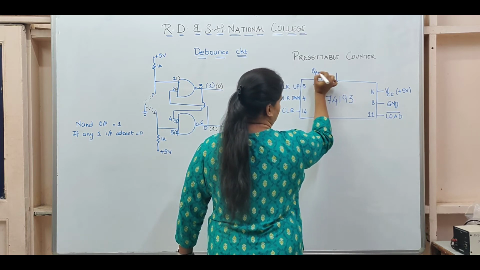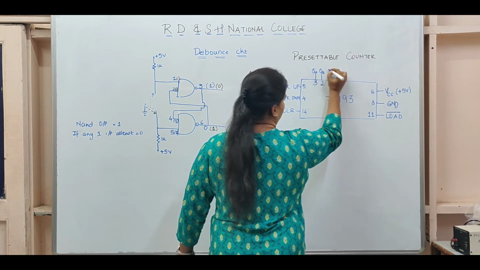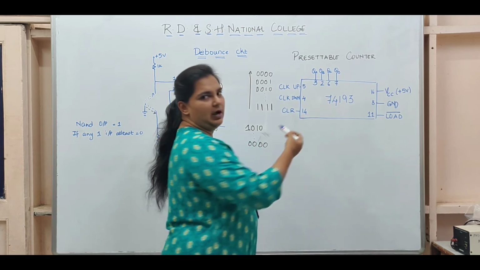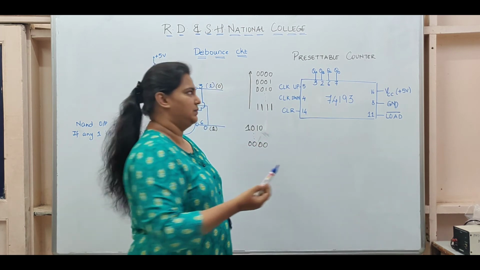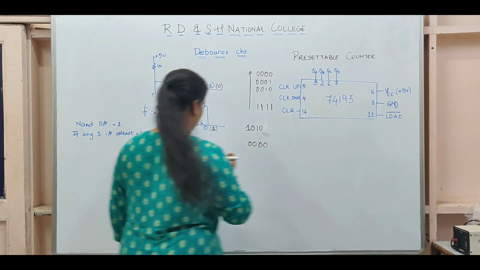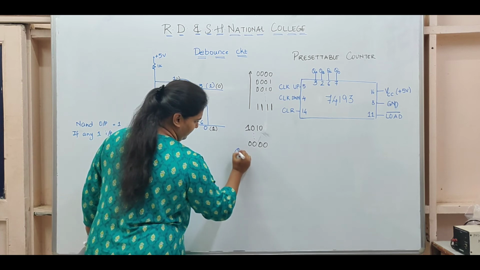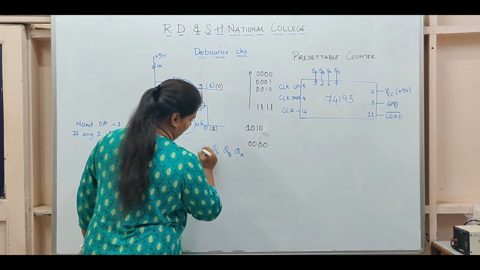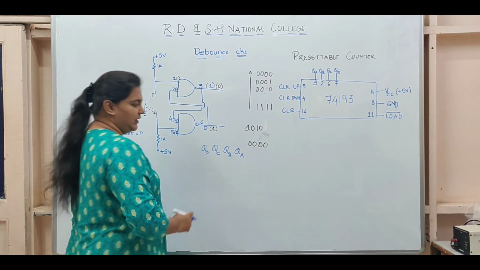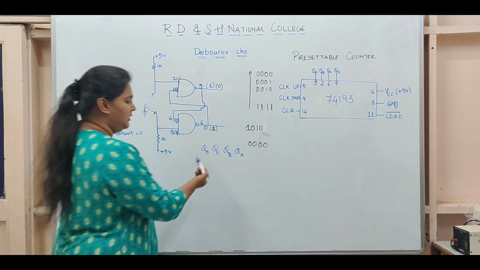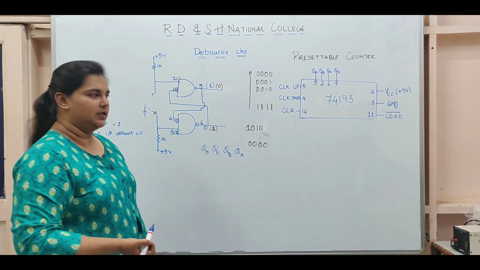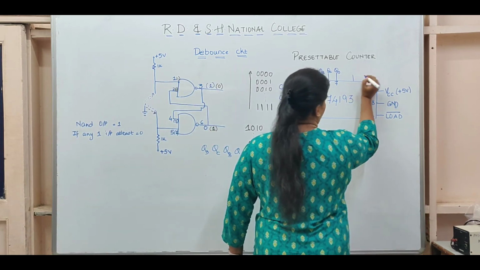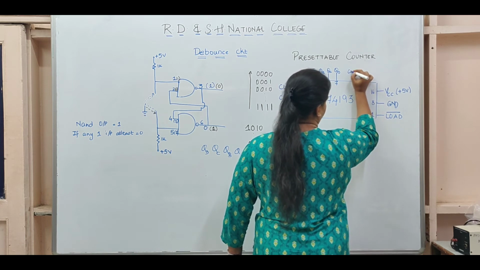This is the LSB of your result, followed by the next significant bits up to QD, which is your MSB. So my result will look like this: QA, QB, QC and QD, where QA is my least significant bit and QD is the most significant bit. We also have 2 more pins which are for carry and borrow.